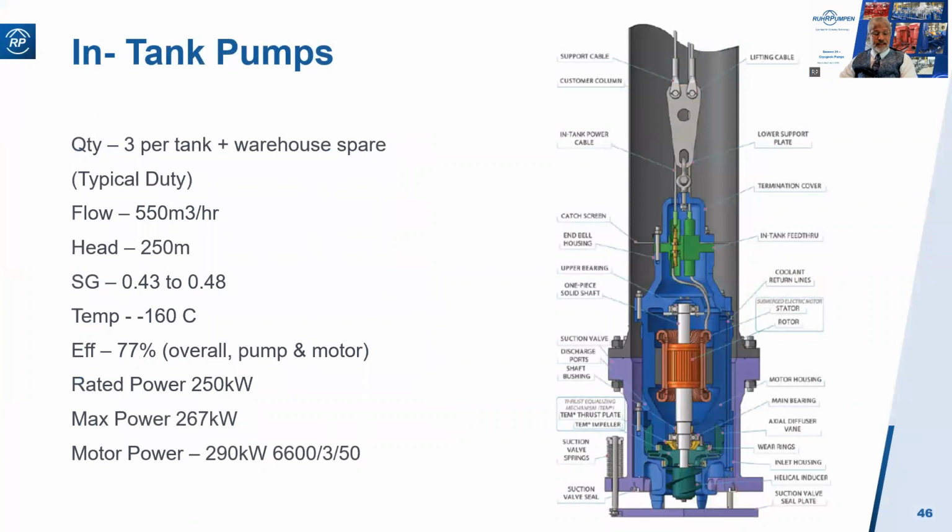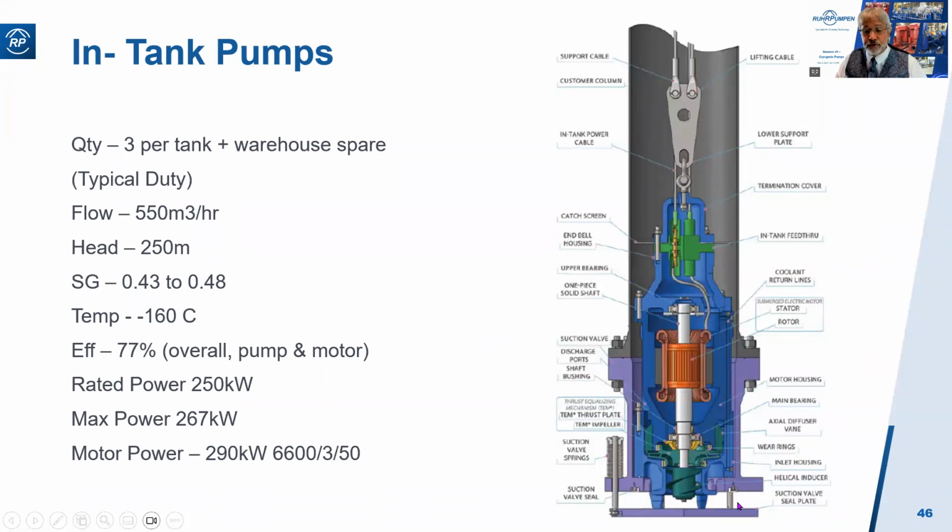Here's a typical in-tank pump. Here's the foot valve in purple. And it's a nice compact design. It can be done at 2-pole speed with 1 or 2 stages, and it fits nicely inside a 24-inch or 30-inch column. Let me take you through the components, if you like.